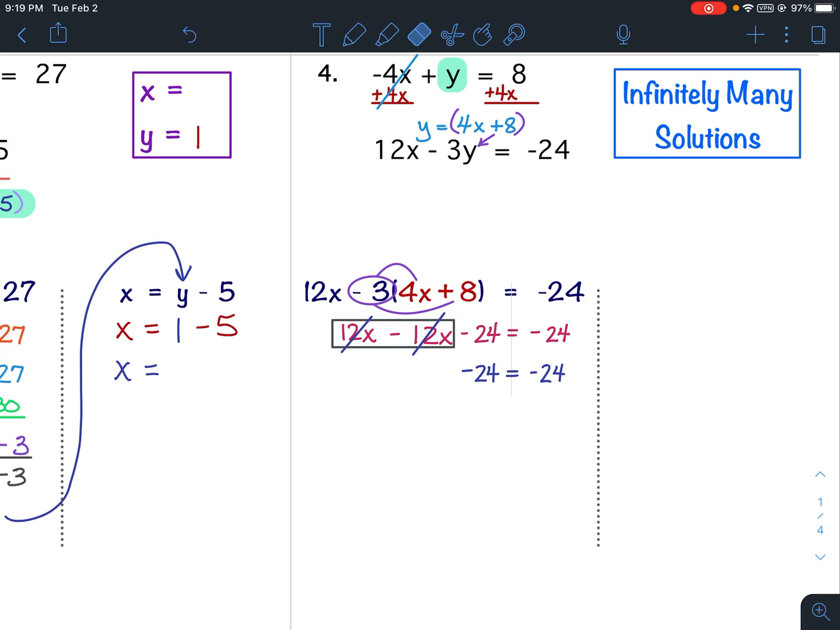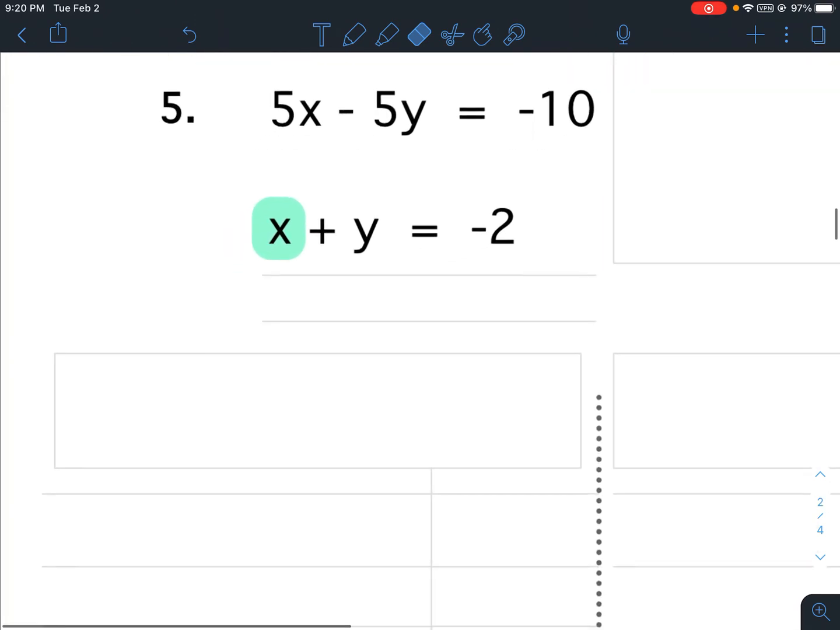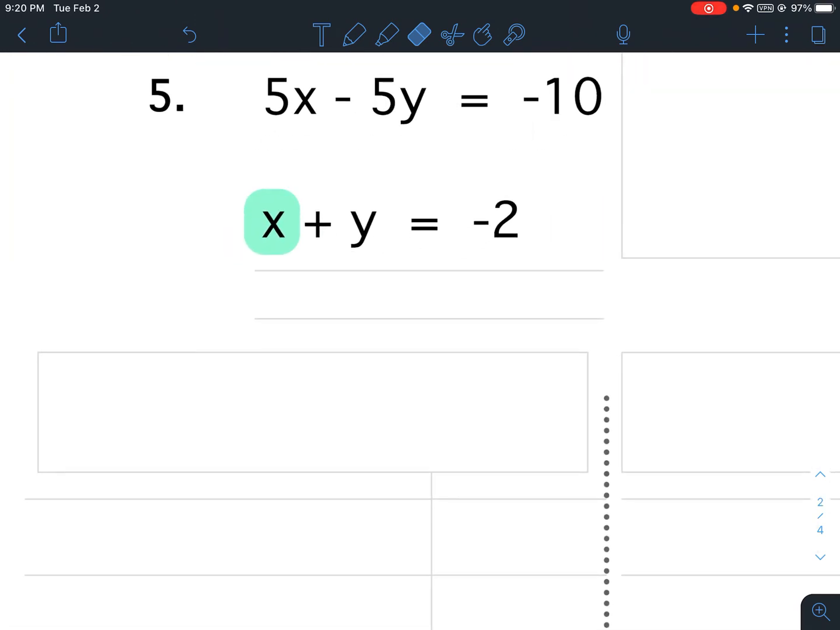Okay, question number 5. Now, technically, I could solve for the bottom x or the bottom y. It doesn't matter. Both of them have a positive 1 coefficient. So either one would be perfectly fine to solve for. But I'm going to solve for the bottom x, which means I'm going to put a 1 here. That means I'm going to have to subtract 1y from both sides.